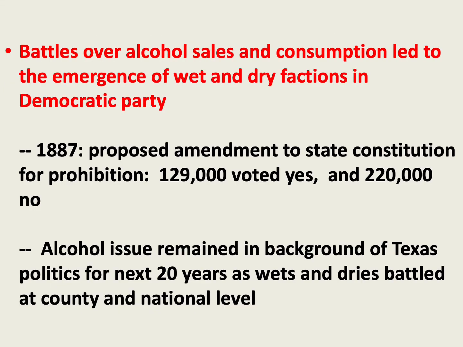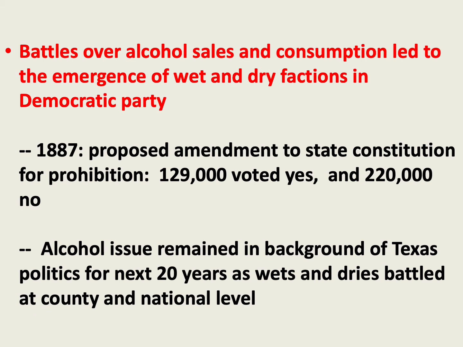Now, within the Democratic Party, there were internal battles over prohibition, whether alcohol should be sold and consumed. And so you had what were called the wets and the dries in the Democratic Party. And in 1877, the dry faction, those who wanted to reduce or eliminate the consumption of alcohol, proposed an amendment to the state constitution for prohibition, and it lost, but 129,000 voted yes, 220,000 no. It lost by a large margin, but still it received quite a bit of support.